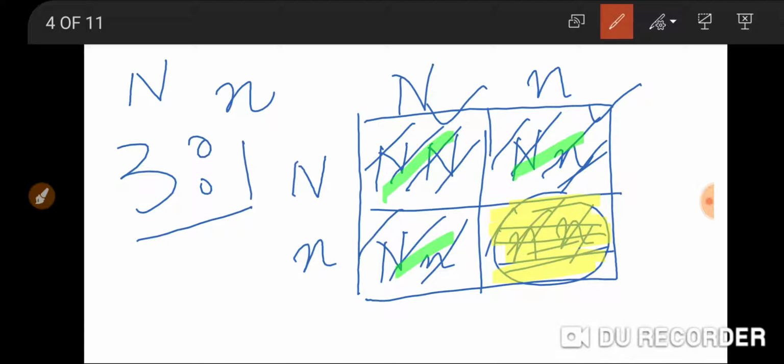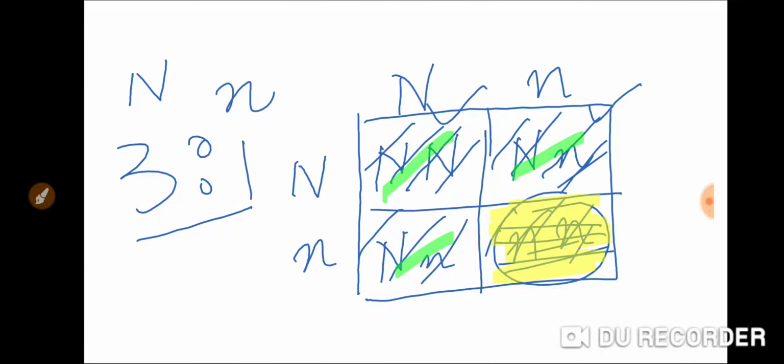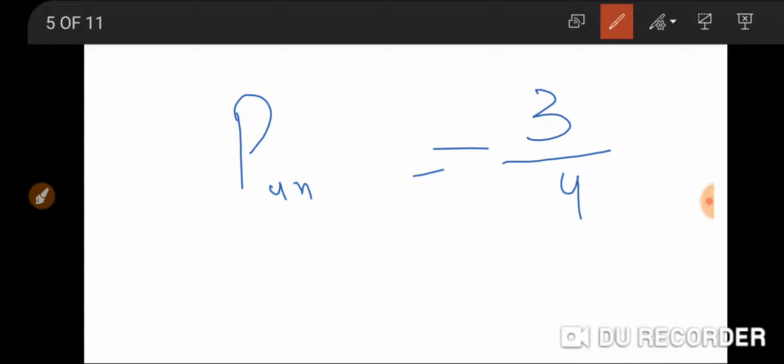how many offspring are unaffected in this Punnett square? Three, and the total number of offspring is four. So the probability of a single unaffected offspring is 3/4. And to obtain the probability of getting two unaffected offspring in a row, as we have been asked, what is the probability that their next two children will not have the disease or will be unaffected.